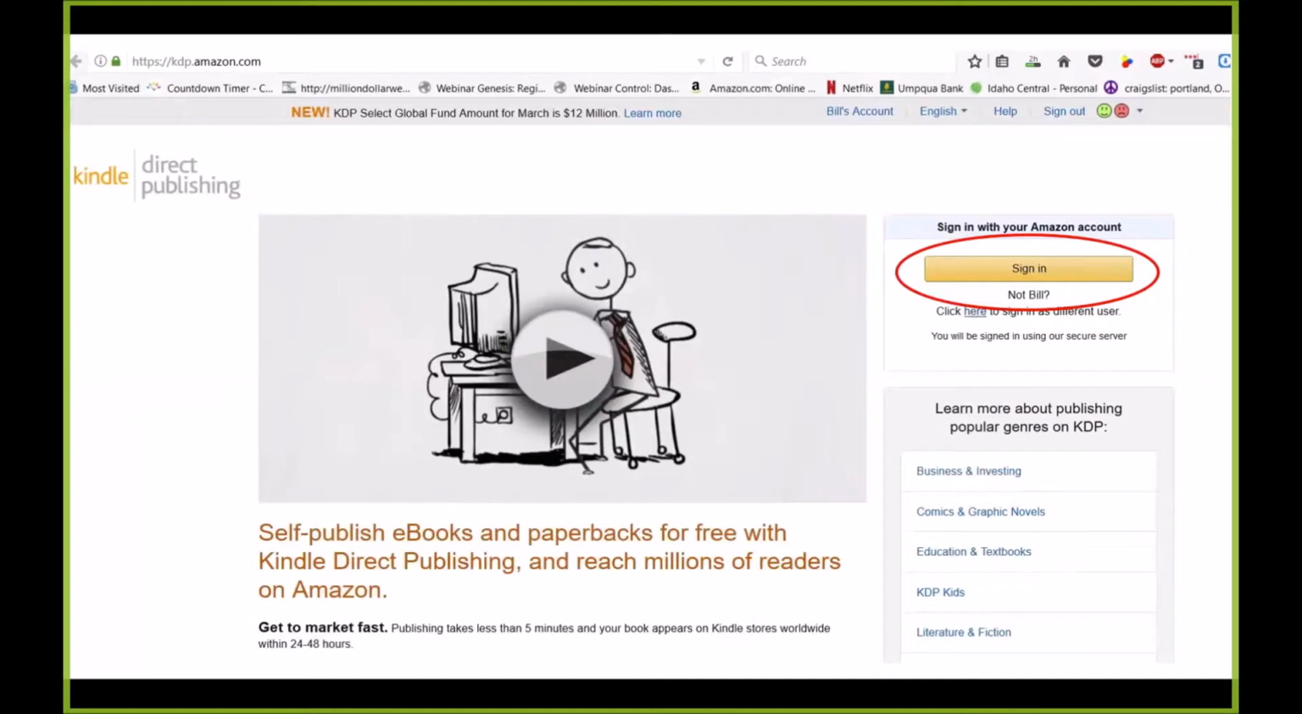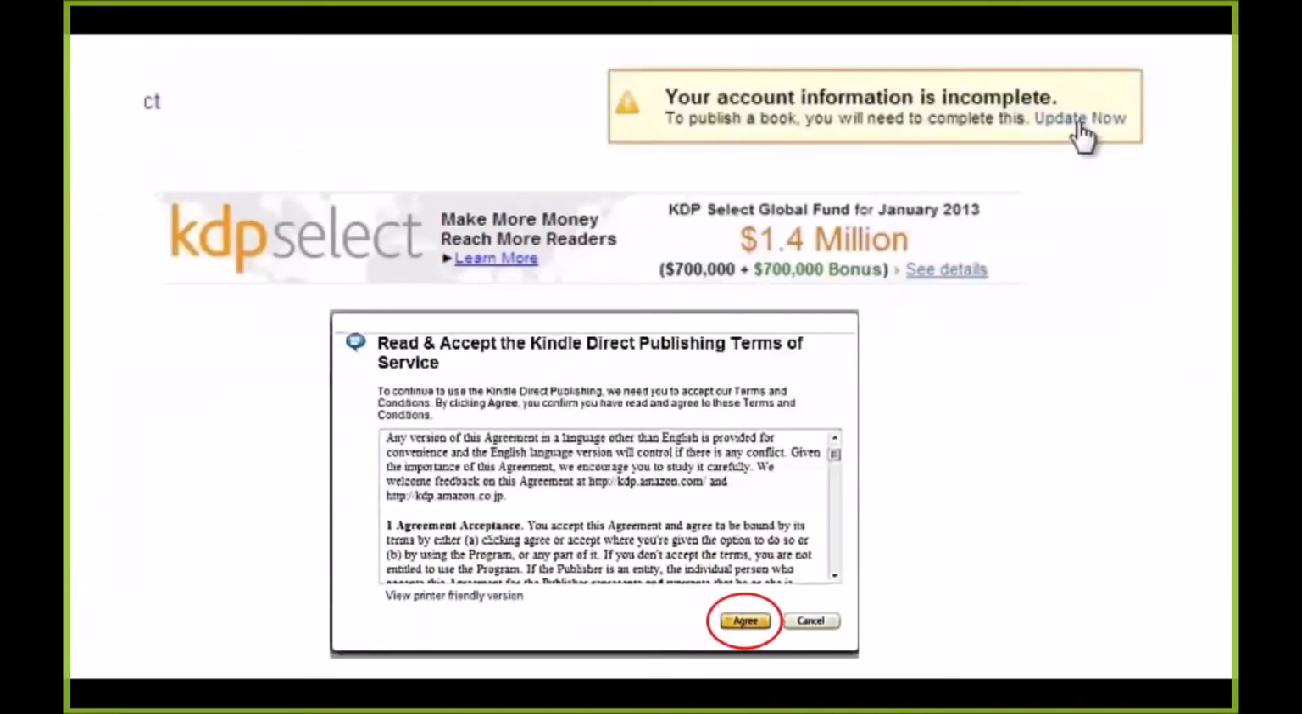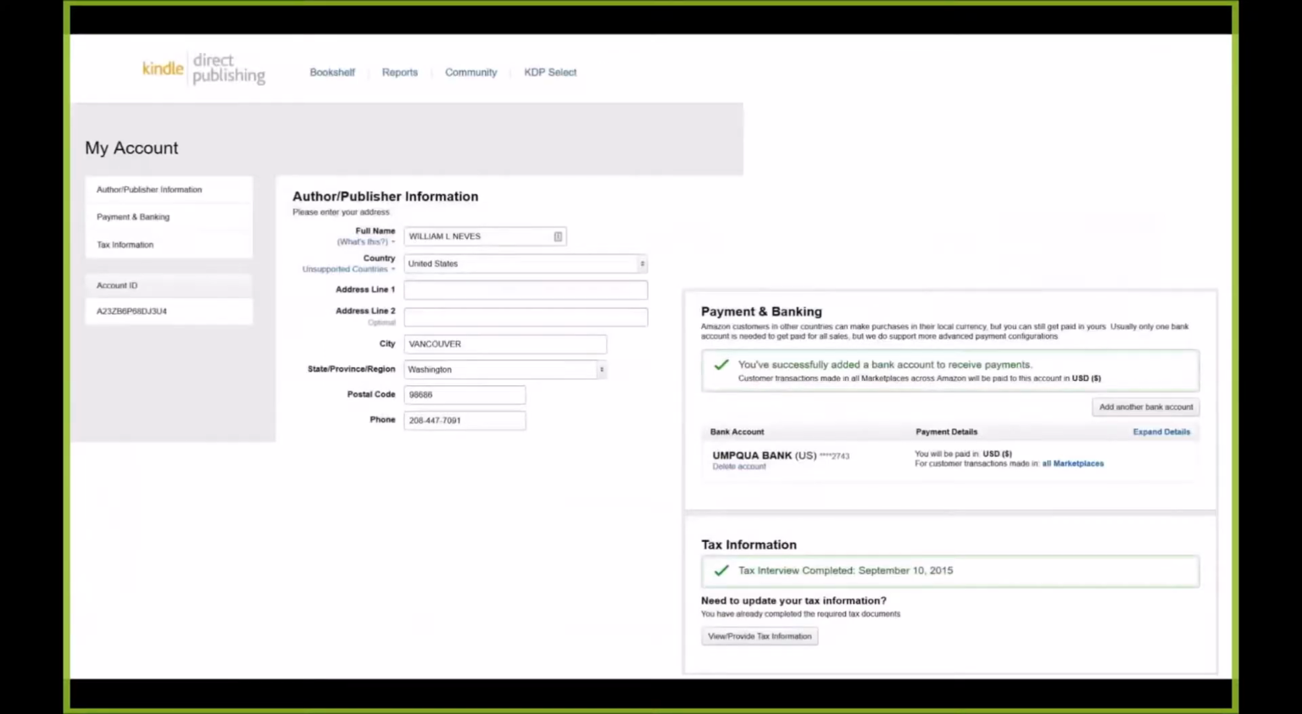Okay, so you can watch this 2-minute video here. It's a little cartoon, explains how it works, and then you're going to sign in. I'm already signed in on this one. And then you have to answer the terms of service, agree to that. Most people don't read it because it's extremely long, but you have to agree to it.